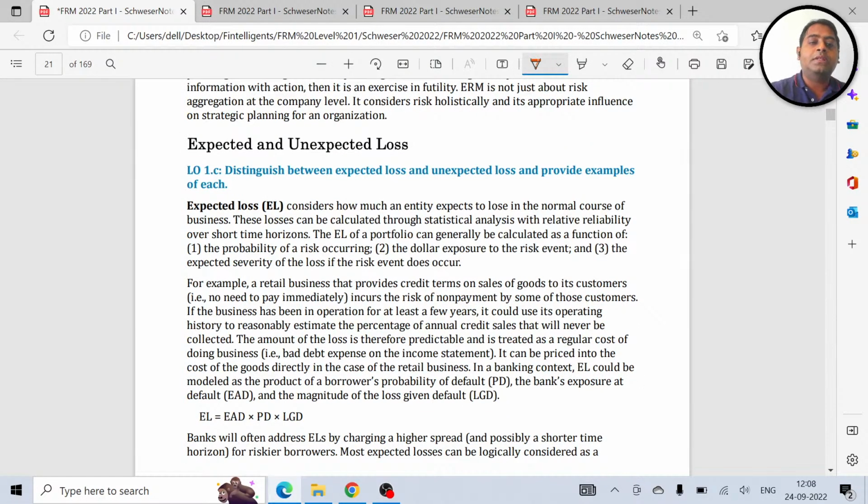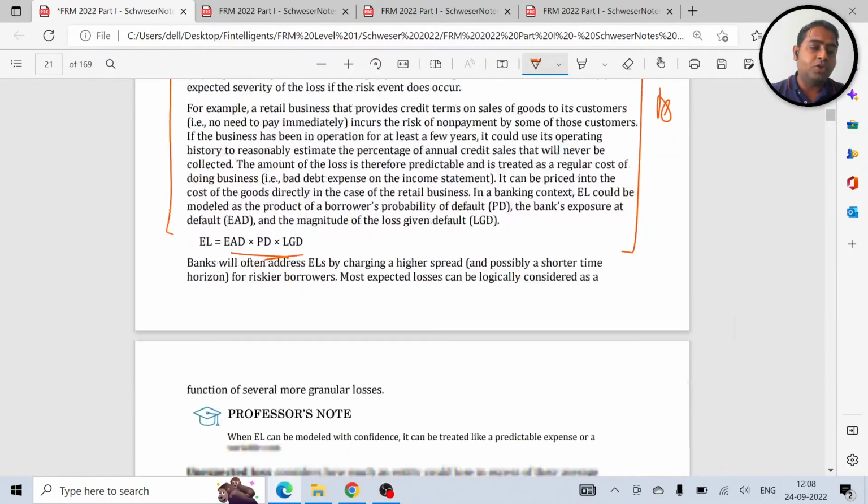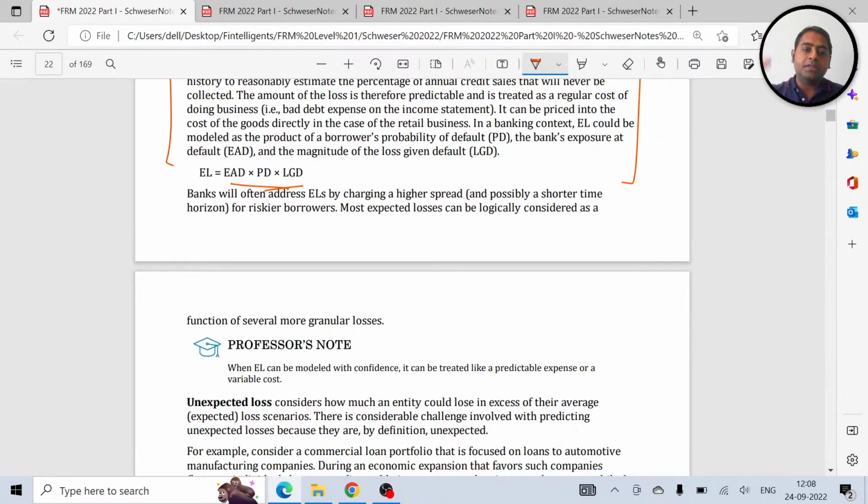Expected loss. Okay, this entire concept with the formula is important for your reading perspective from the exam. So do not skip this part. This part is again there in measuring credit risk in your Book 4, Valuation and Risk Model. Okay, so please make sure that you are good with that concept.